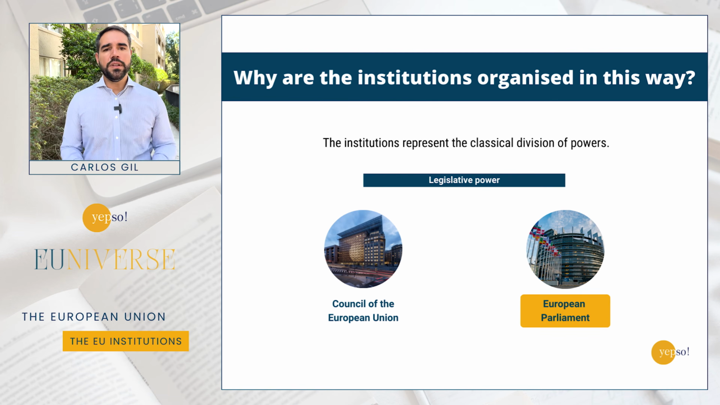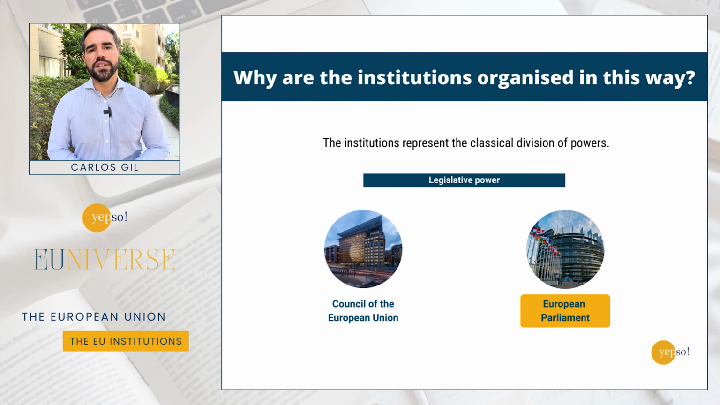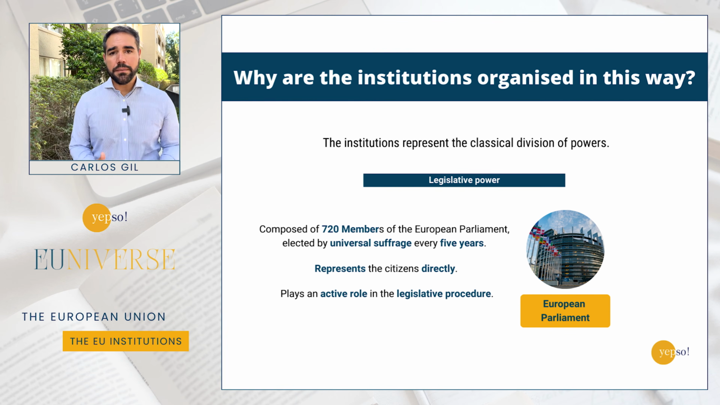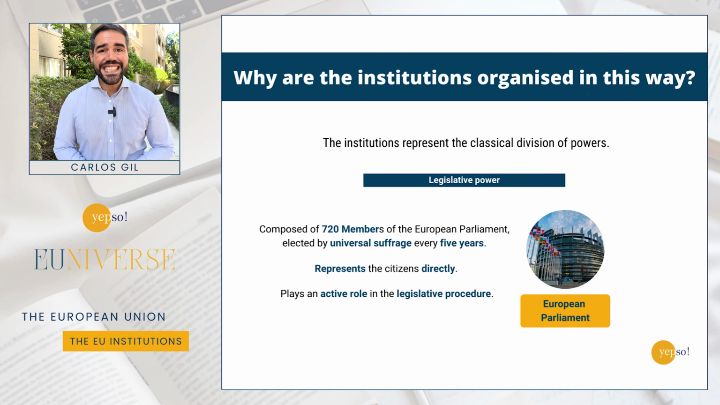However, the Council is not the only institution that embodies the legislative power, as we have also seen. We also have the European Parliament. As you surely know, it is composed of 725 members of the European Parliament, elected by universal suffrage every 5 years in the European elections. The European Parliament directly represents the citizens of the Union. Its function focuses mainly on the discussion and adoption of legislative procedures.